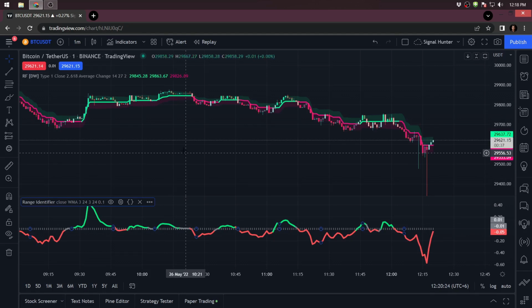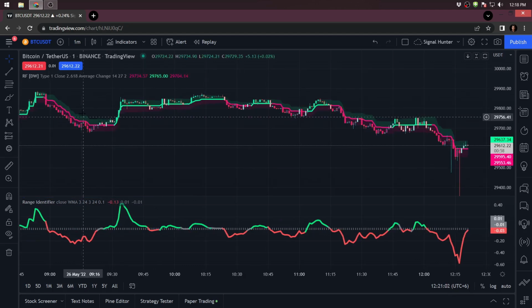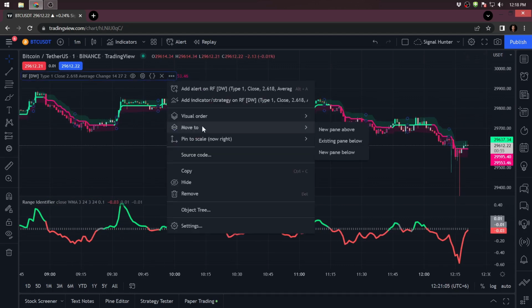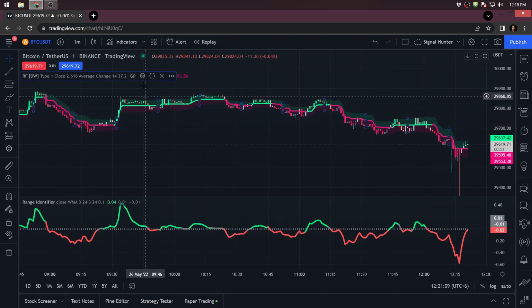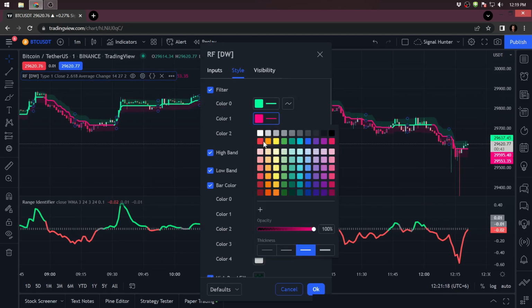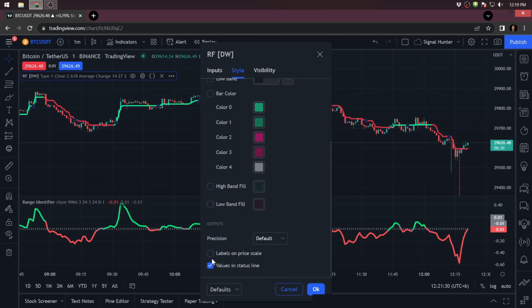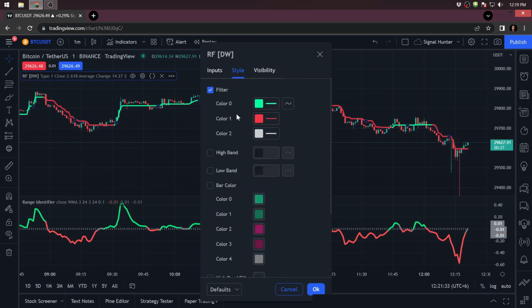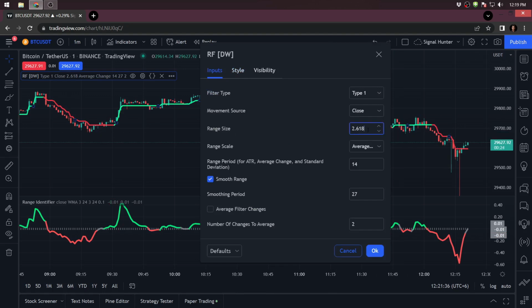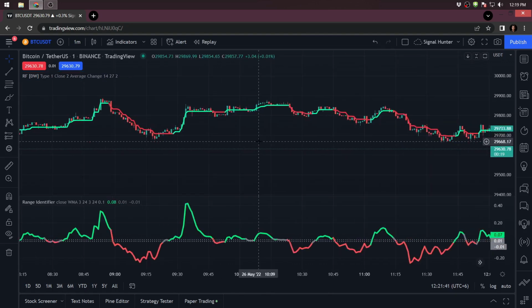So first go with the Range Filter settings. Before changing some settings, I have to bring this indicator to front. So I simply go to the three dot menu, and from here Visual Order and Bring to Front. Okay, now simply go to Settings, and from here I need nothing except the filter, and I also want to change this color to red. Simply uncheck everything except the filter. Now I have to change some values in Inputs, and the range size will be just 2. Okay, and simply save. So we have successfully customized our first indicator.